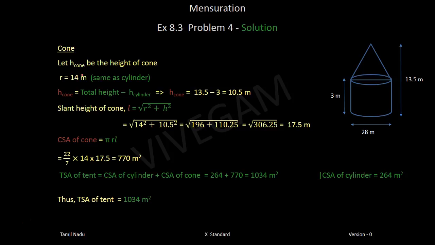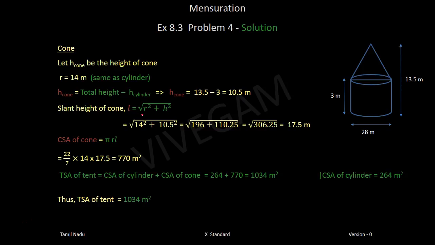For the cone, we'll have to calculate the slant height. For that, we have to calculate the height of the cone. So let H cone be the height of the cone. R is 14 meters, which is the same as the cylinder because the cone is sitting right on top of the cylinder, so both of them have the same diameter. Height of the cone is total height minus height of the cylinder, so that is 13.5 minus 3, that is 10.5 meters.